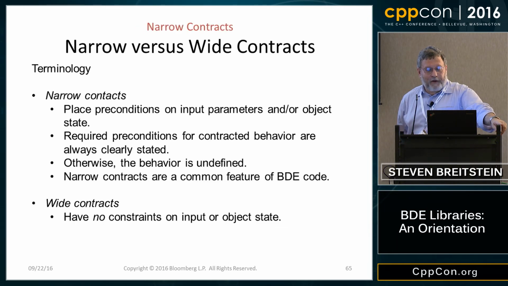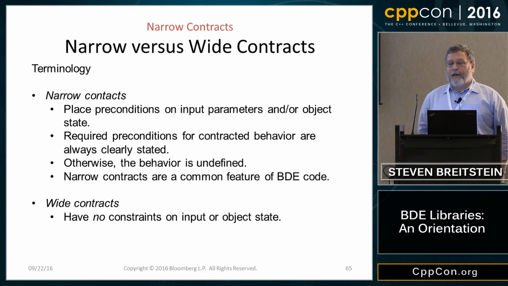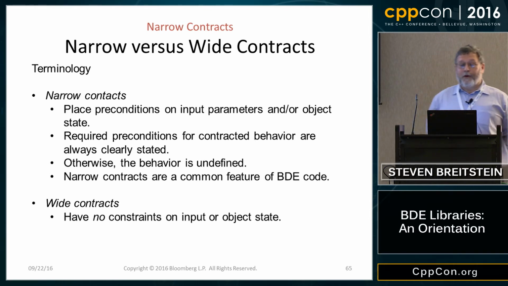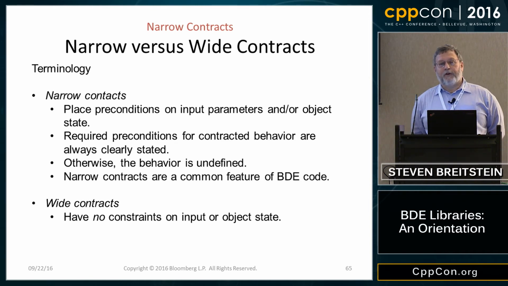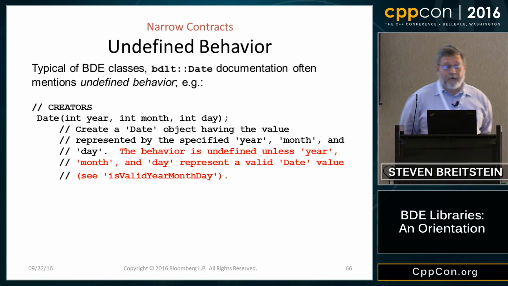Okay, more on narrow contracts now. Narrow contracts place preconditions on the input parameters, or object state. We state those very clearly, and it's a very common feature of BDE code. If you don't find any such preconditions, then it's a wide contract. You can put in any values that the parameters can hold. Here's an example, highlighted in red.